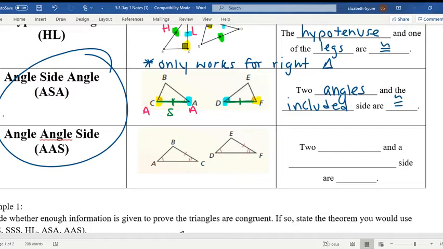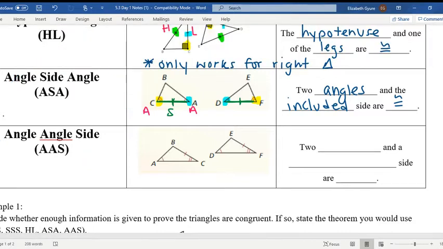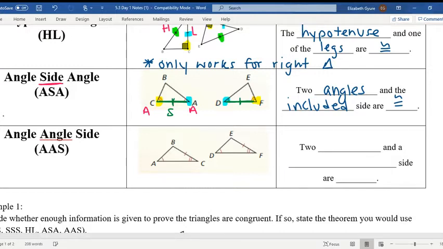Any ideas why these are often confused? They look really similar. Don't they both have two angles and a side? Right? They have a lot of the same stuff going on. The key thing though, in the difference, this first one was angle, side, angle. The side had to be the one that connects the angles, hence why it's in the middle, right?